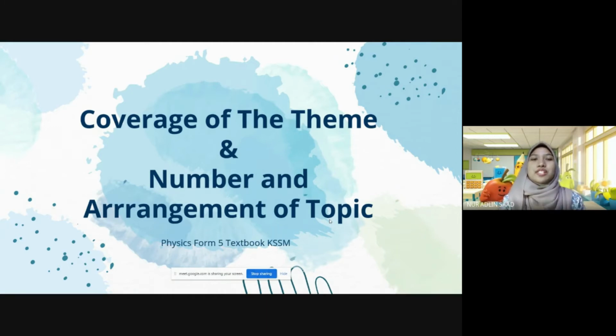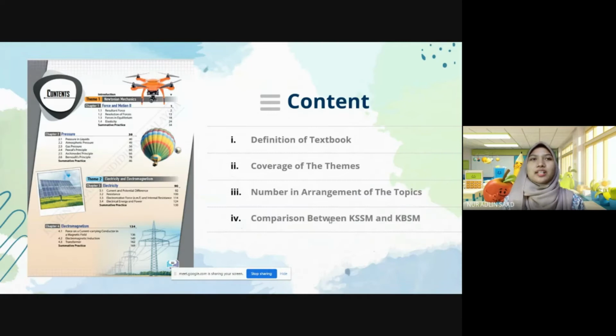So, in a Physics Form 5 textbook KSSM, the content of the topic itself is definition of textbook, coverage of themes, number in arrangement of the topic, and comparison between KSSM and KBSM. So, on the left of this slide, I share with you the surface cover of the textbook. In easy words, it is the cover content of the Physics Form 5 syllabus.